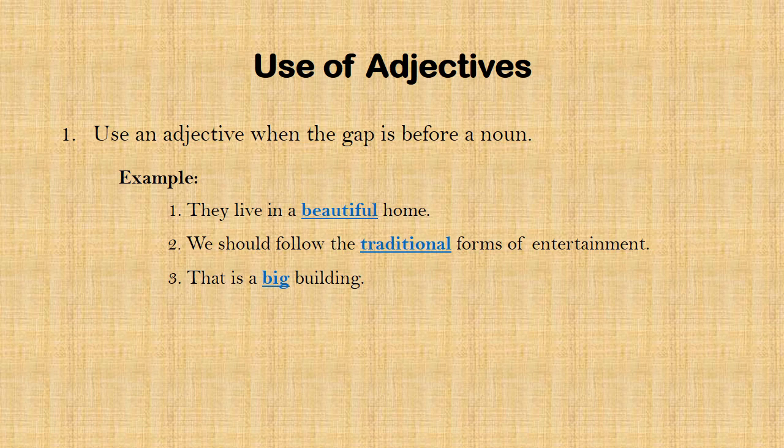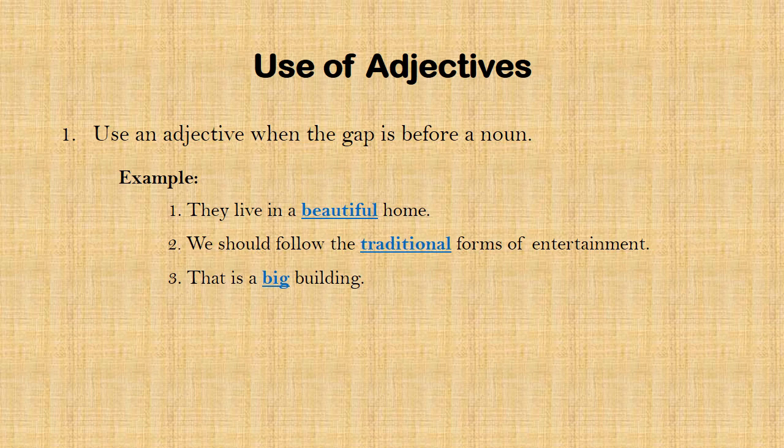Now, we are going to discuss how to use an adjective in a gap. Here are some points for you. The first point that we need to know is that we will use an adjective when there is a gap before a noun. Look at the examples.